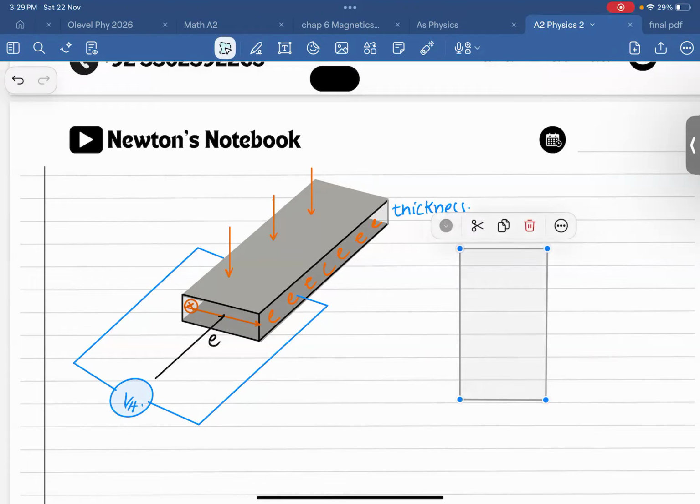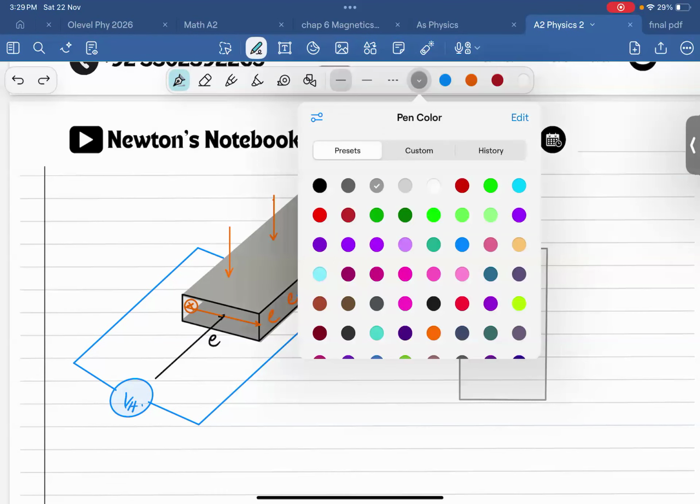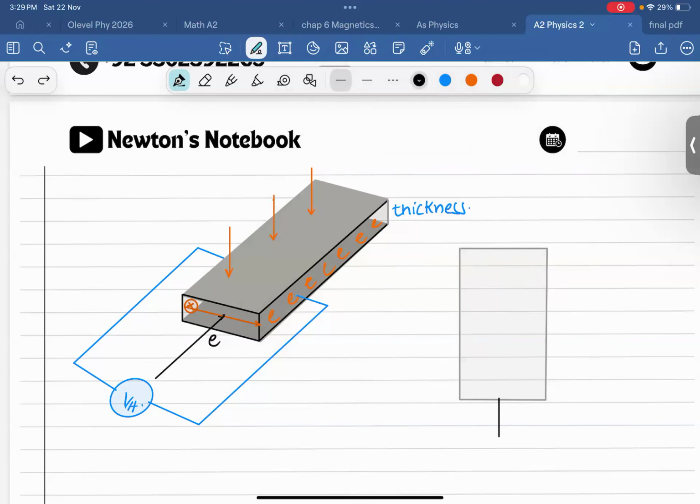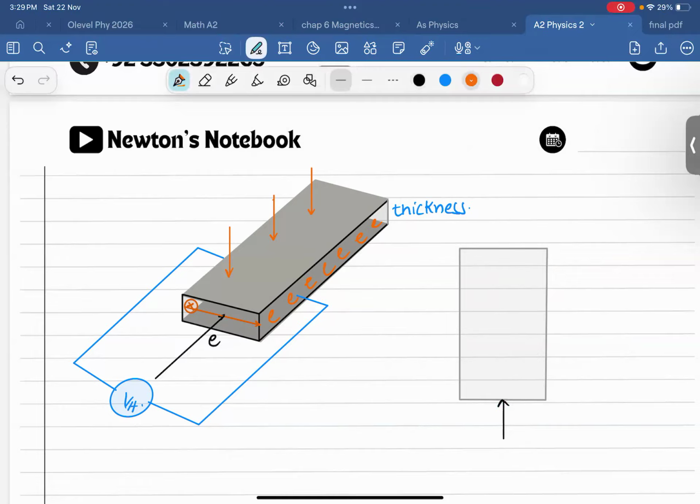Okay, and the electron is entering in this direction. This is the direction of the electron entering. And we have the cross magnetic field, basically helping us determine the direction.